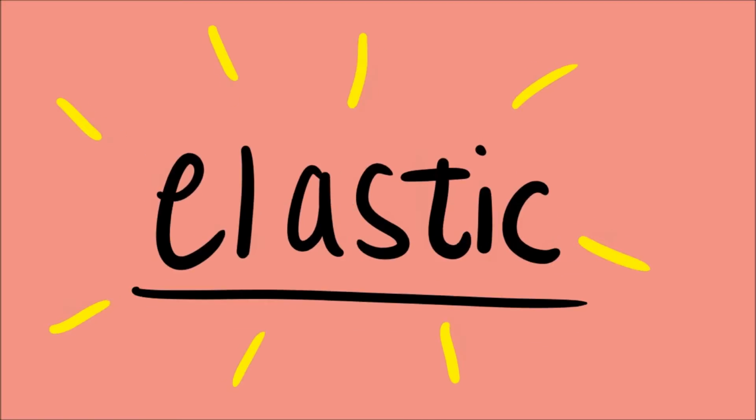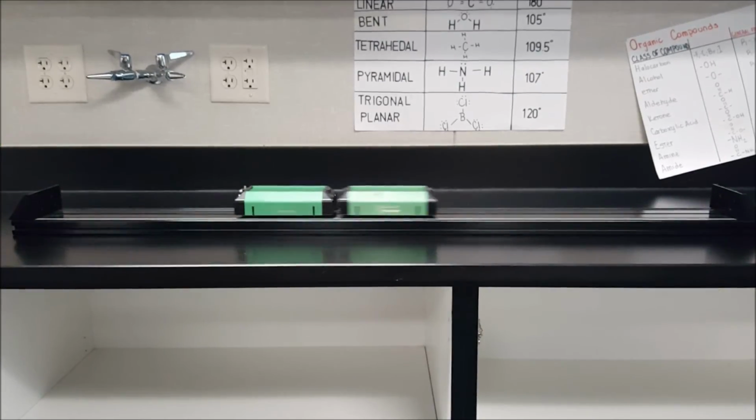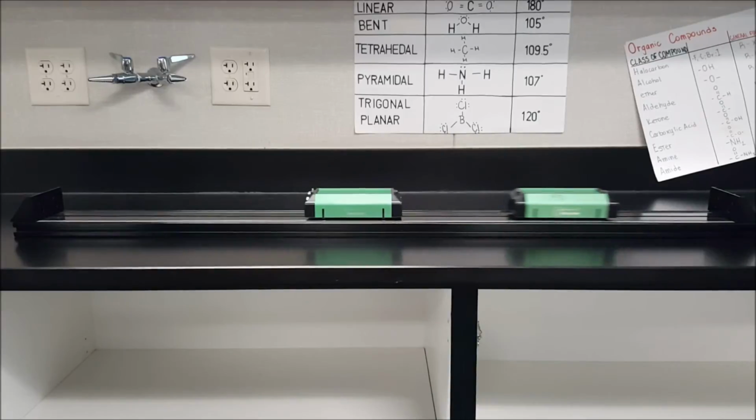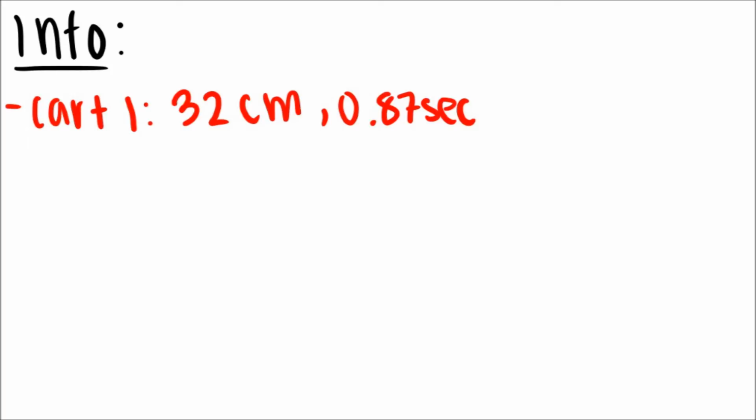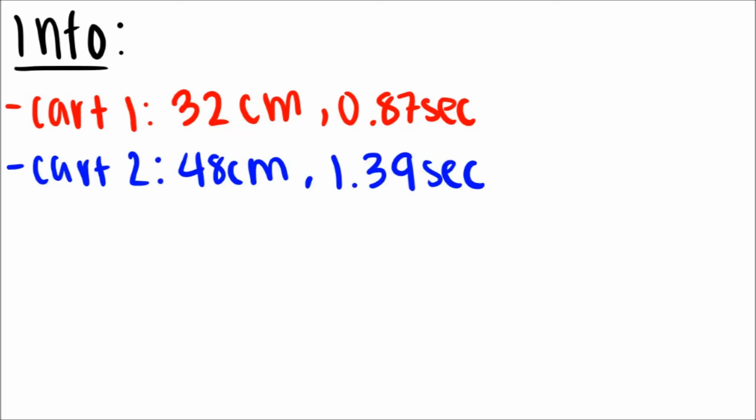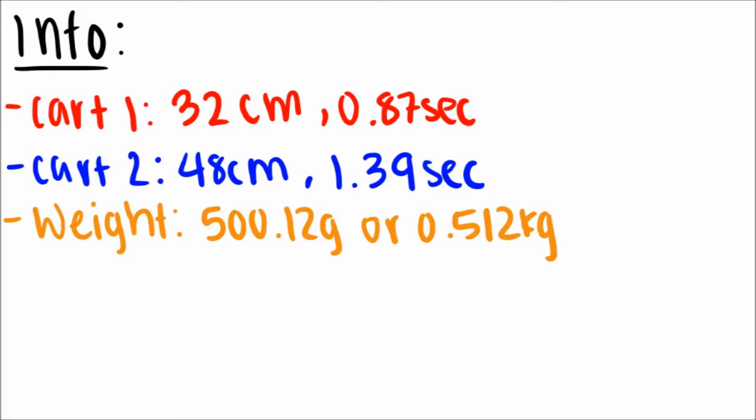The second demonstration we have here today is an elastic collision. We have two carts that are traveling along a track with marked measurements, which will assist us in calculating the final values. Cart 1 traveled 32 centimeters in 0.87 seconds before it struck Cart 2, which traveled 48 centimeters in 1.39 seconds. Both of these carts weigh 512 grams, or 0.512 kilograms.